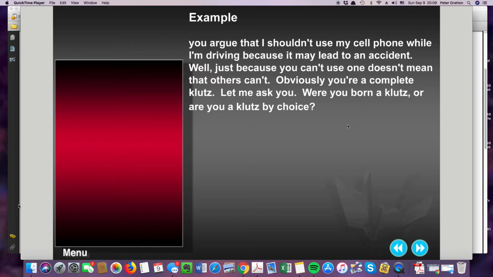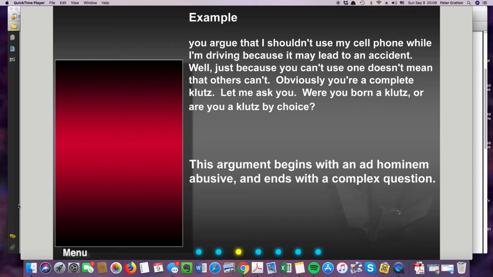So, were you born a klutz? Well, that's a complex question, and so on. So you can see several fallacies at the same time. It begins with an ad hominem abusive, and ends with a complex question. Actually, it doesn't begin with a complex question. The ad hominem is "Obviously, you're a complete klutz." That's an ad hominem, and then it ends with a complex question.